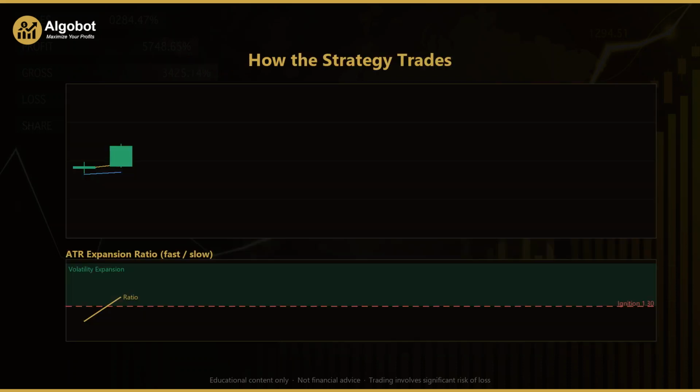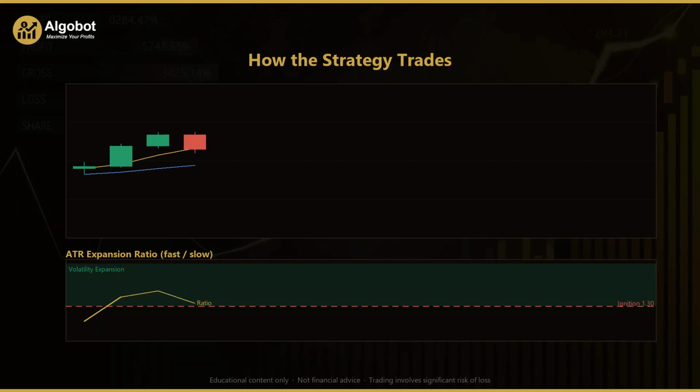Let's bring the whole idea to life on a chart. On screen, you can see price candles with two moving averages drawn over them, the fast line in gold and the slow line in blue. Beneath the price is our volatility expansion gauge, the ratio of the short average true range to the long average true range, with a dashed level marked at 1.30.